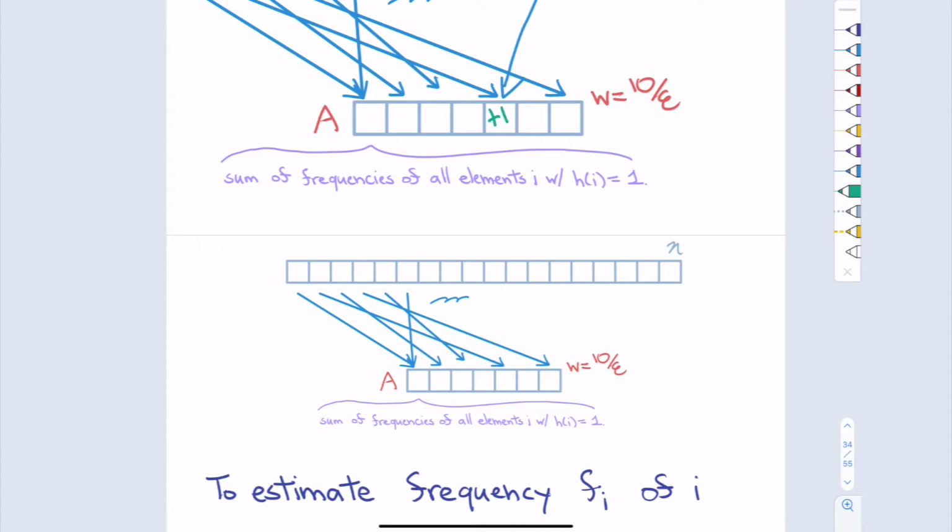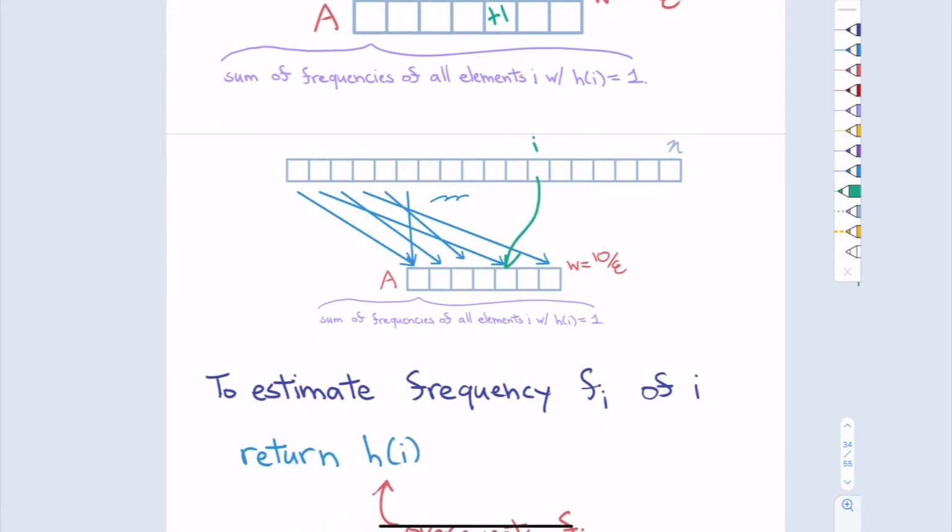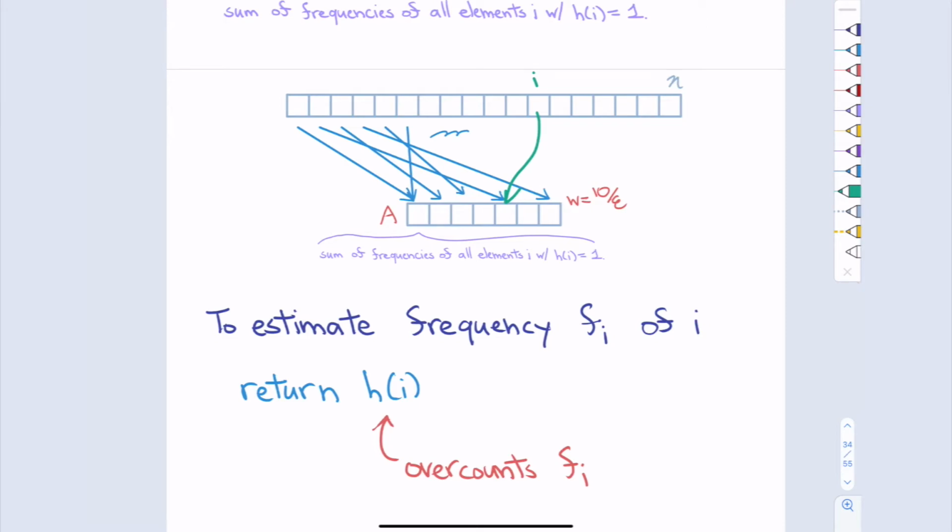Could you use the hash function to point to the spot? Yeah, you might. It'll hash there, and you would return that counter, right? So if you want the frequency of element I, I'll just return the hash counter for element I, okay? Which of course is going to have some errors, right?